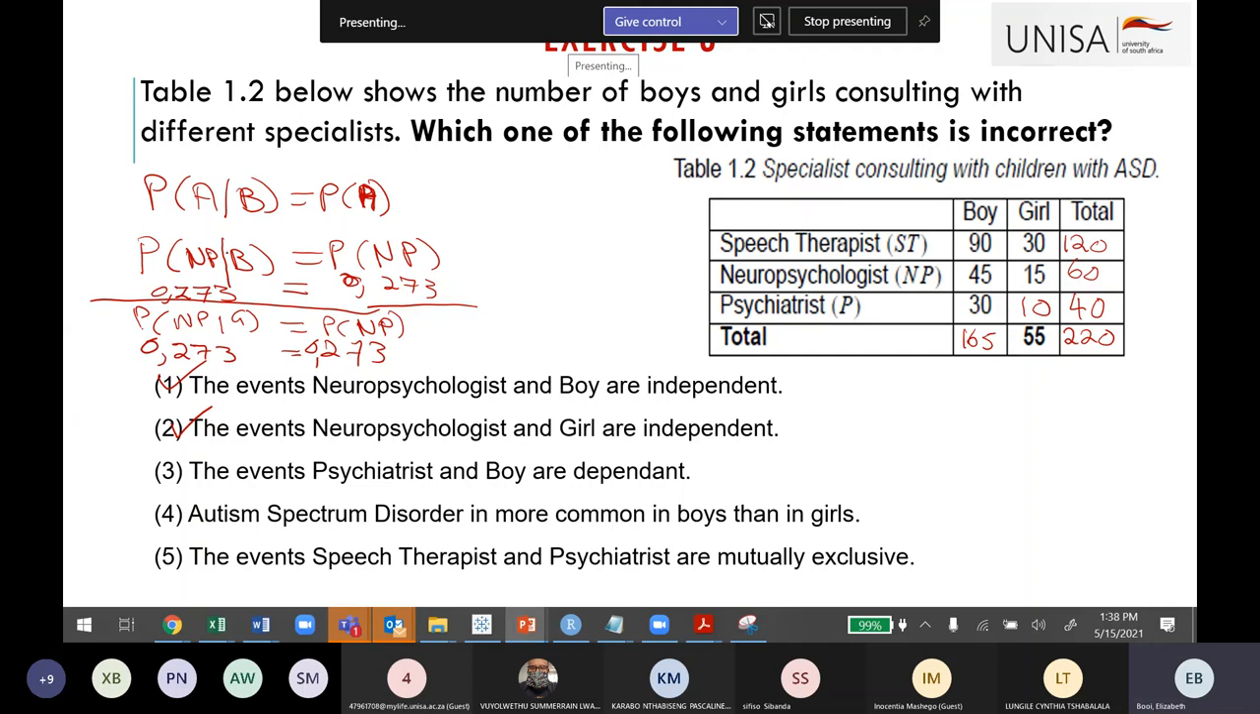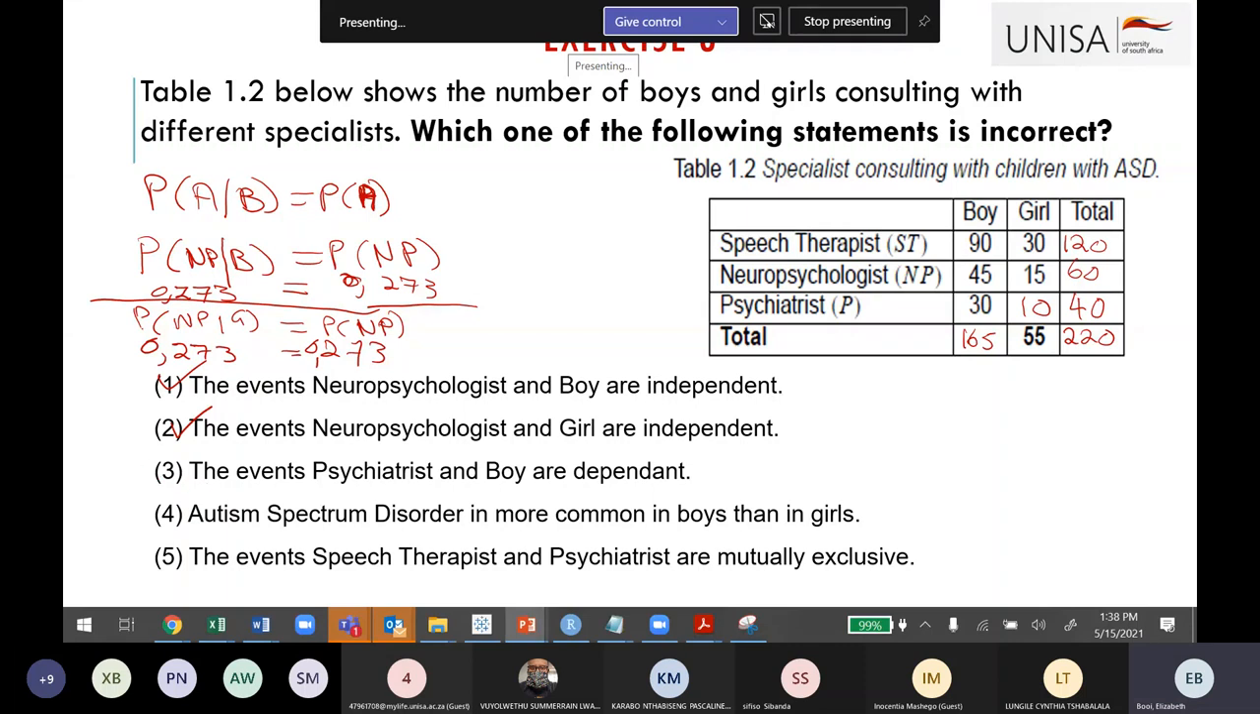So we have that the probability of neuropsychologist is the same as neuropsychologist given that it is a boy. They are equal, so therefore that statement is correct. And the second statement is also correct because neuropsychologist is the same as neuropsychologist given that it is a girl. They give us the same.